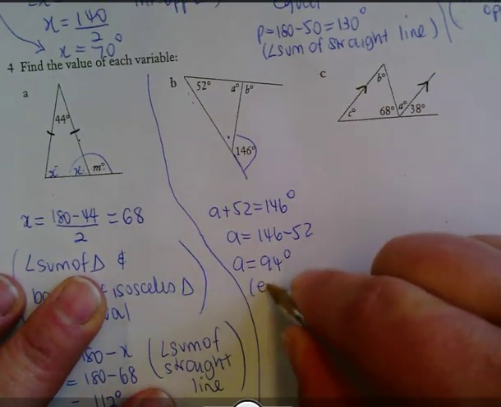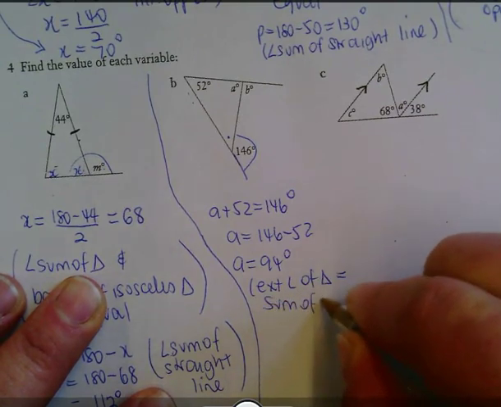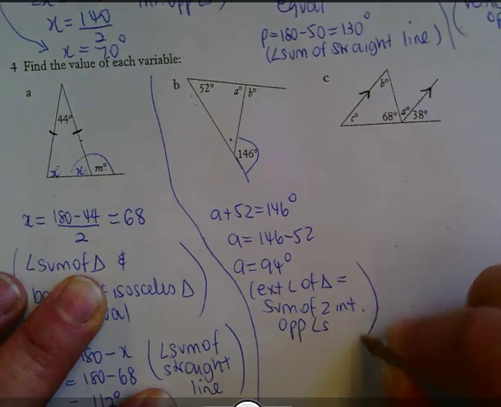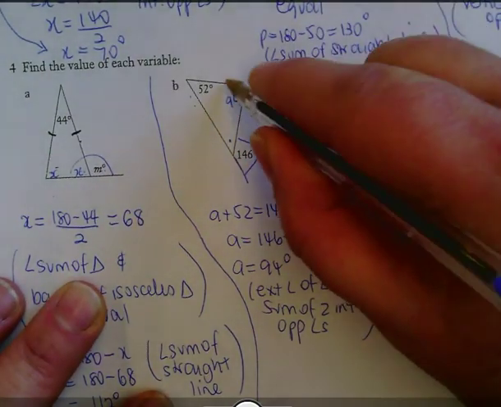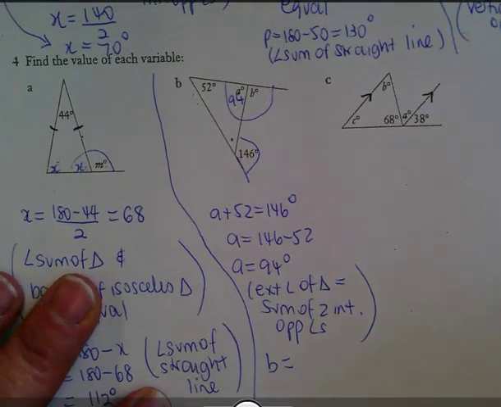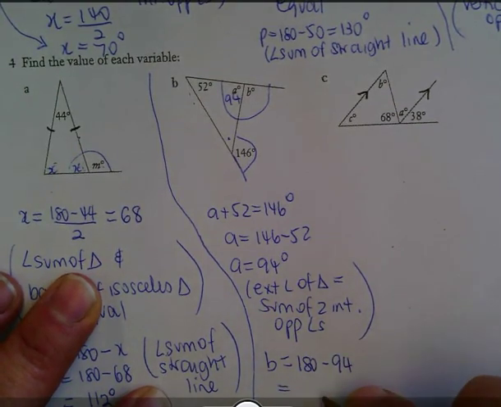94. The reason is exterior angle of triangle equals sum of two interior opposite angles. Now that I know that A is 94, why don't we just use what to get B? 180 minus 94. Yeah, A and B make a straight line. So B is 180 minus 94, which is 86. Angle sum of straight line.